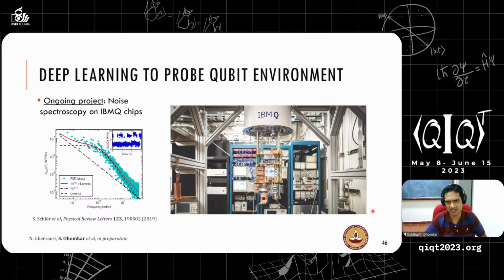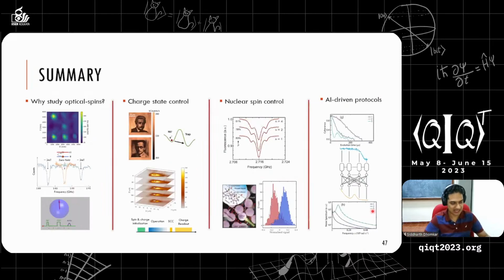And currently, IIT Madras has got access to IBM quantum computers, lots of them. So currently, we are implementing some of these protocols on the IBM Q chip. So stay tuned. Hopefully, we'll be able to come up with some good results. So with that, I'm going to end my presentation.